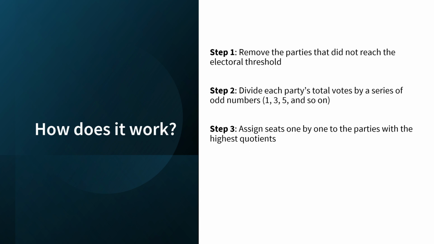Here's how it works. Any system of proportional representation starts with an electoral threshold, which is the minimum percentage of votes a political party needs to receive in order to gain representation in the legislature. So, our first step is to exclude all the parties below the electoral threshold. Then, you take each party's total votes and divide it by a series of odd numbers, which will create a series of quotients. Finally, you assign seats one by one to the parties with the highest quotients until all seats are filled. It sounds abstract, but let's break it down step by step with a real-life example.